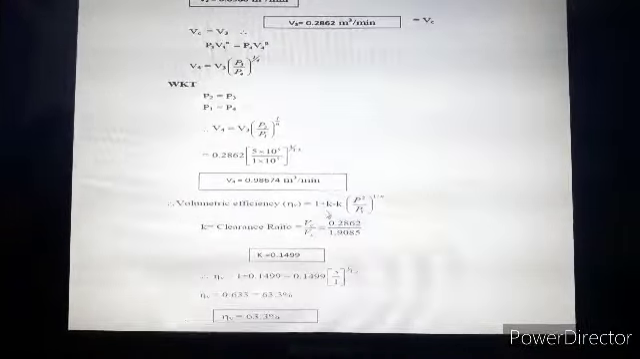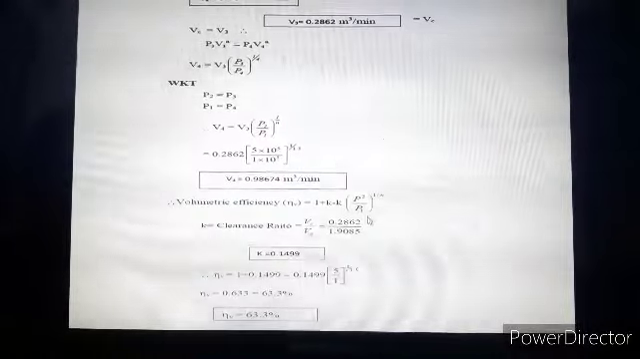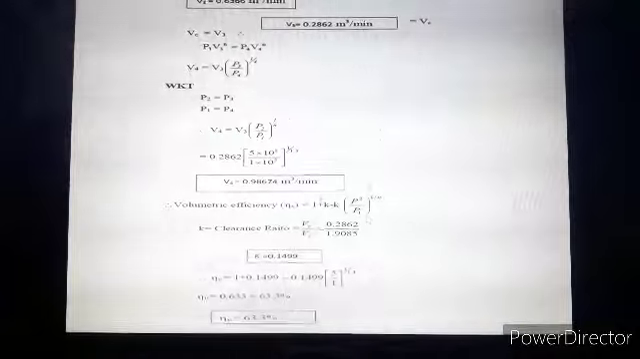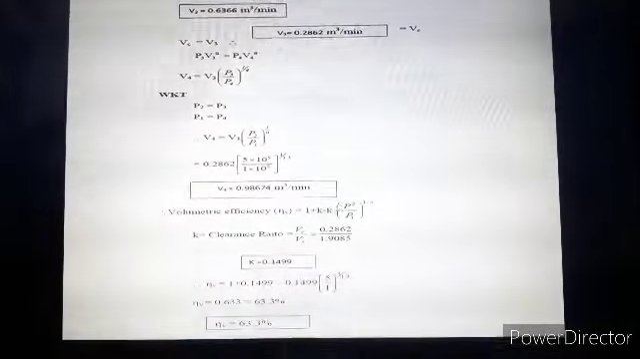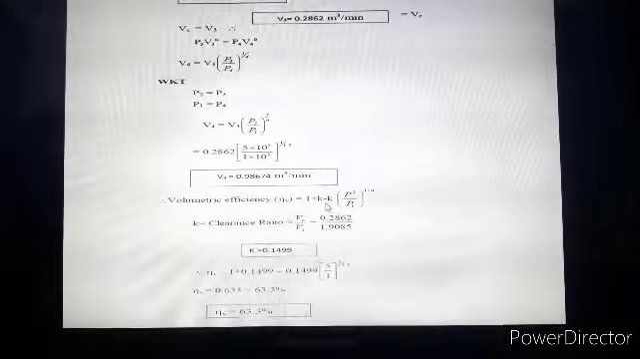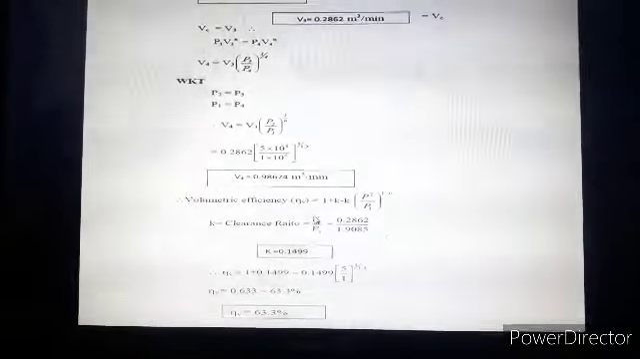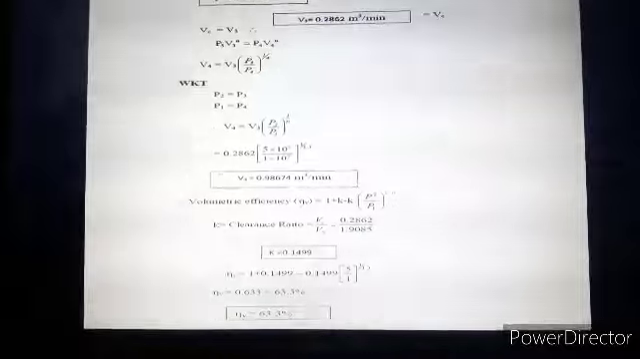So it is 1 plus K minus K (P2 by P1) raised to 1 by n. This expression we have also derived in our theory discussion, so that expression we can directly refer to here. Again, this clearance factor is given to us, it is 15%. If required, we may calculate that clearance factor from VSC and VS calculated. So it is similar to that.